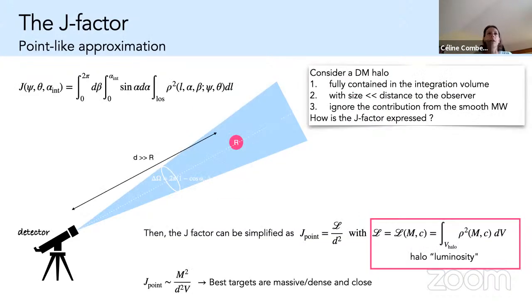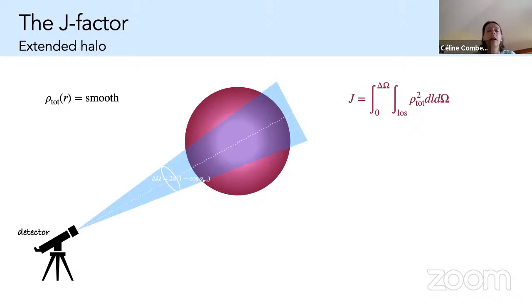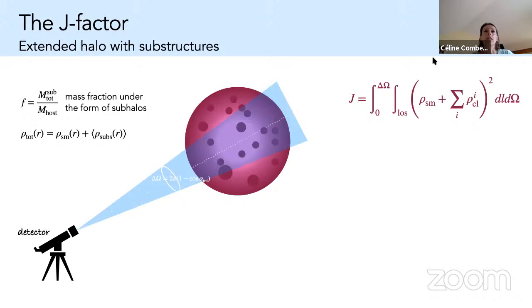Okay, so now let's move away from this approximation and have an extended source, with a smooth dark matter density. So the J factor, I don't have a choice now. I cannot do any simplification, and I need to integrate over this volume, whatever it is. Now let's move one step further, and let's include substructure. Here I'm taking a fraction of the mass of the host halo and turning that into some substructure, so that the total dark matter profile is a smooth profile plus an average contribution from the substructure, which depends on the radial dependence of the substructure. If I compute the J factor, formally I need to integrate along the line of sight the smooth component, sum over all the clumps I have in my line of sight, and square this.